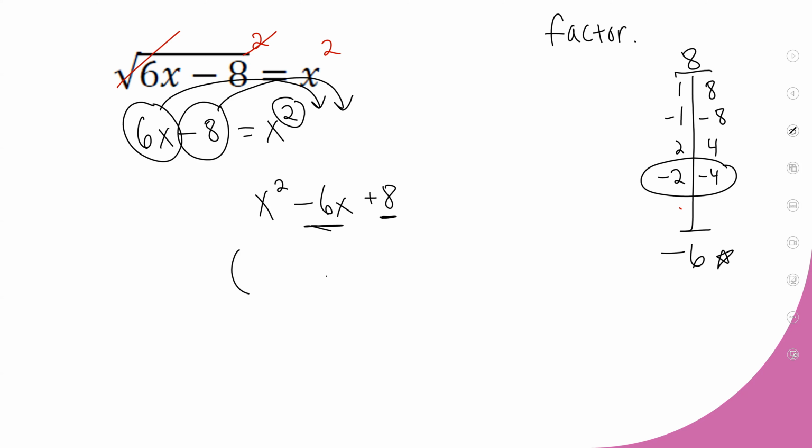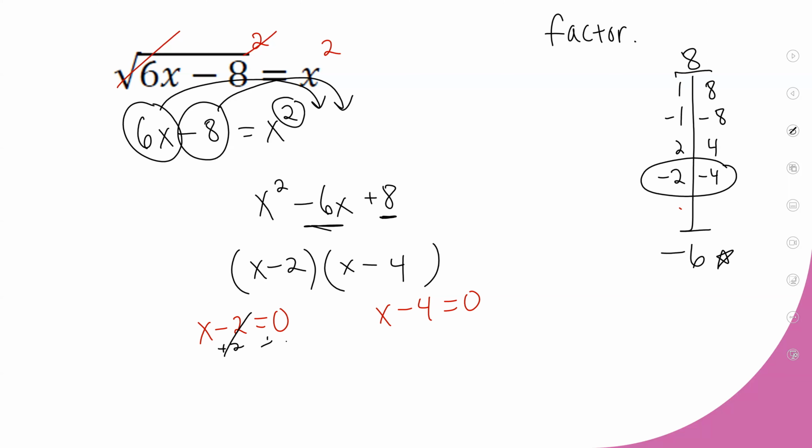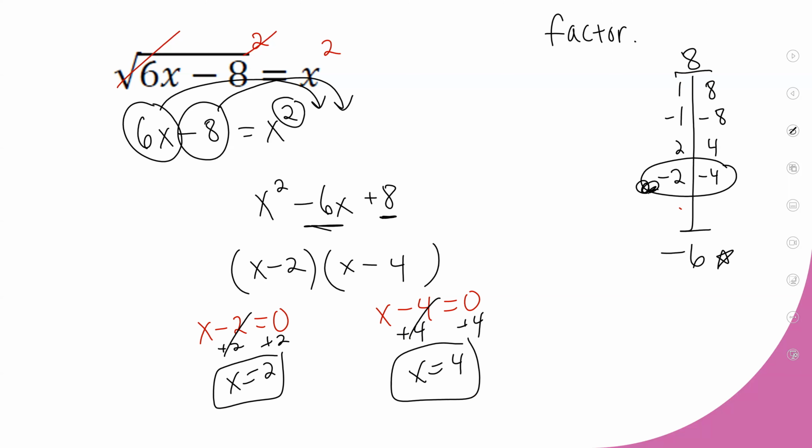So we're going to put these in our parentheses, x minus 2 and x minus 4. Okay, now we solve. x minus 2 equals 0 and x minus 4 equals 0. And then you just solve. So you add 2, x is 2. Add 4, x is 4. It's basically the opposite of what's here. All right, so those are your two answers.